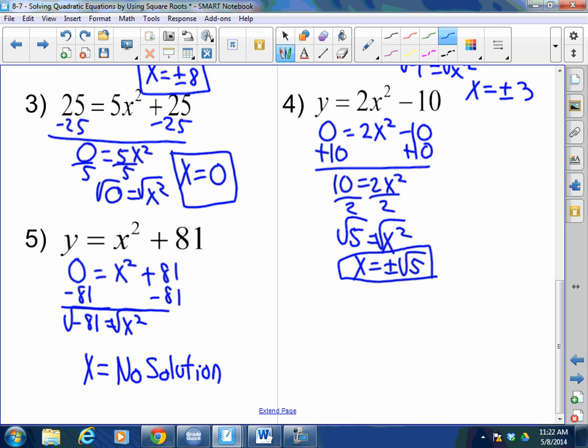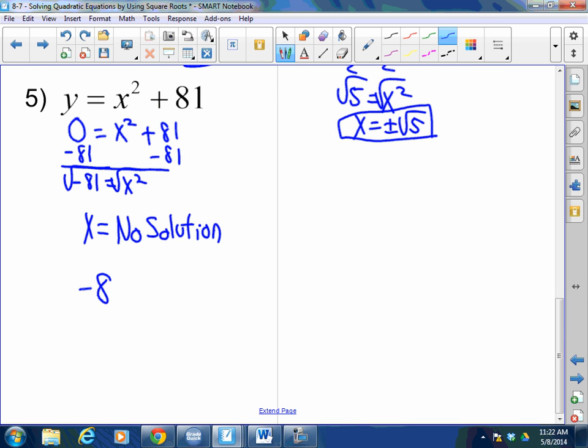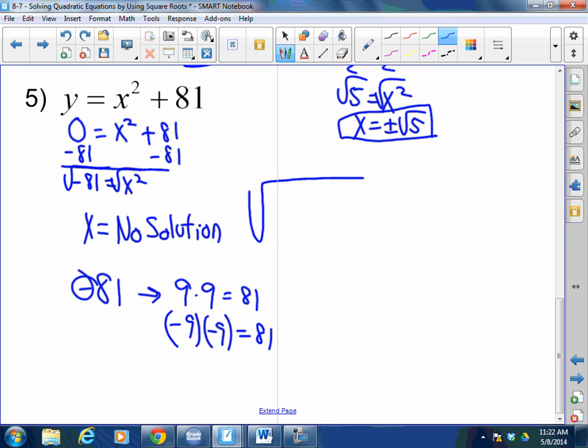I'm going to show you right now why. Think about it. Negative 81. What's 9 times 9? What's negative 9 times negative 9? How are you ever going to multiply something by itself and get a negative? It's impossible. So whenever you have a square root with a negative inside of the radical, that is going to be no solution. Now, what kind of a graph is that? Check it out.